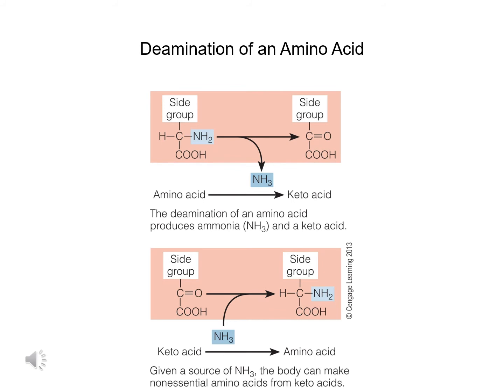Now, this keto acid is not the same as a ketone or a ketone body, which was discussed in previous chapters. Ketones are produced from the metabolism of fatty acids during fasting or low carbohydrate intake. Keto acids are produced from this process of deamination of an amino acid.